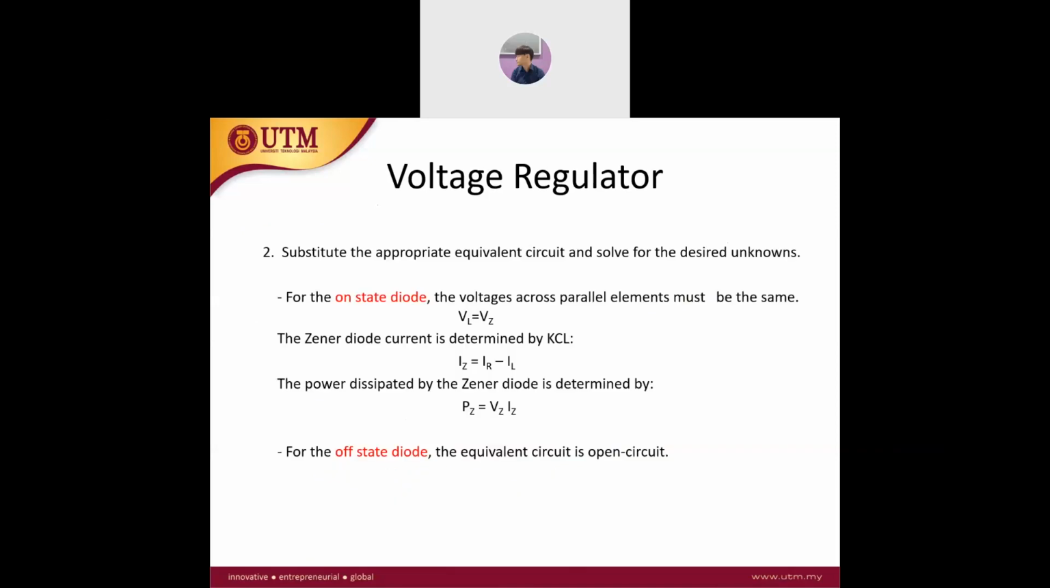Next, we go to this voltage regulator, step 2. After that, we need to substitute the appropriate equivalent circuit and solve for the desired unknowns. It depends on what unknowns we want. It can be IZ, it can be VL, it can be RL, and so on.